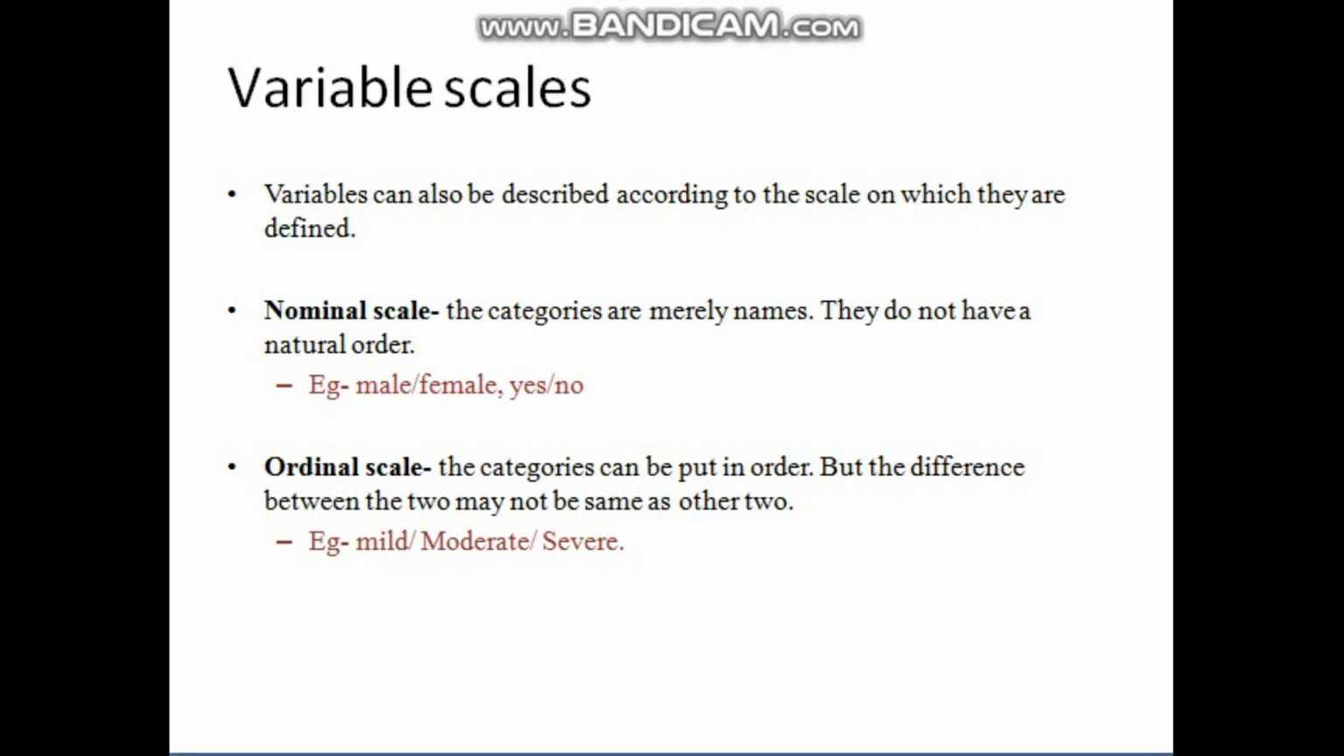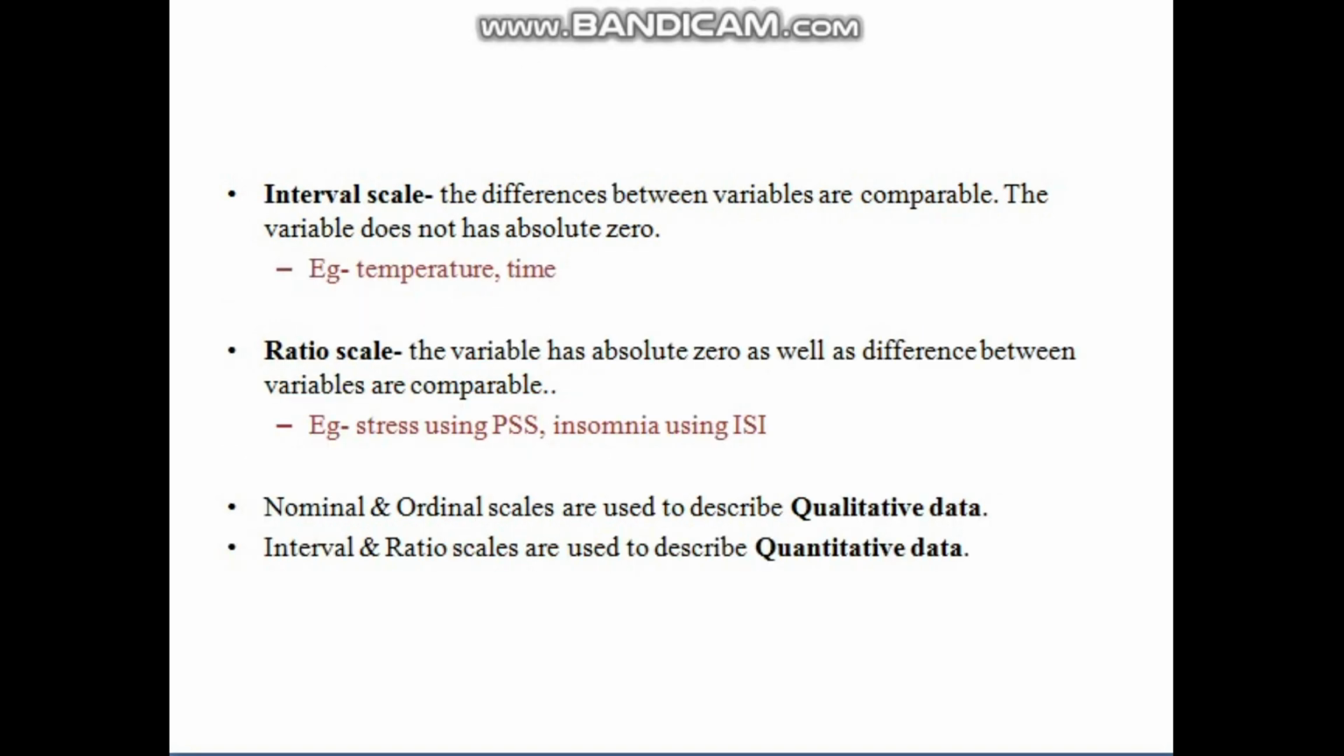And the interval scale: the differences between variables are comparable. The variables do not have an absolute zero. Example, temperature, time. Ratio scale: the variable has an absolute zero as well as comparable differences between variables. Example, stress using PSS, insomnia using ISI. It is a ratio scale. And nominal and ordinal scales are used to describe qualitative data. Interval and ratio scales are used to describe quantitative data.